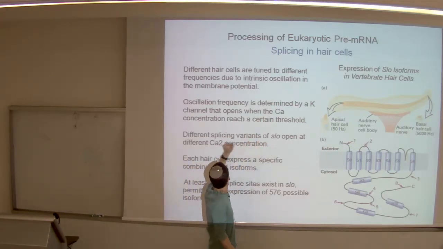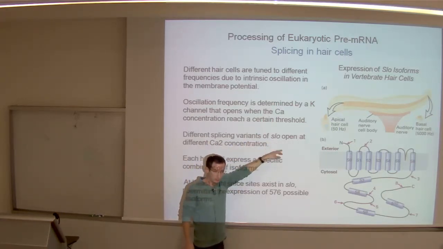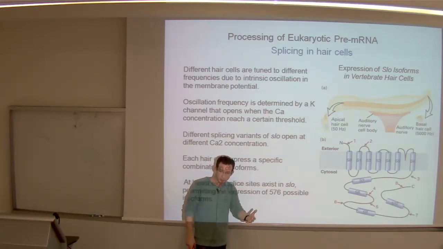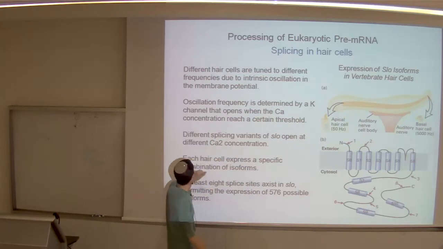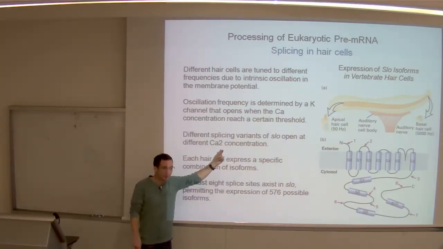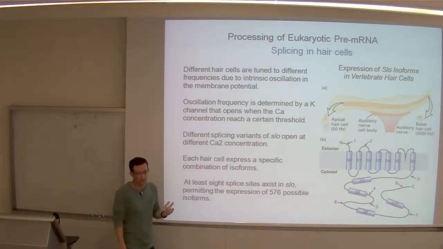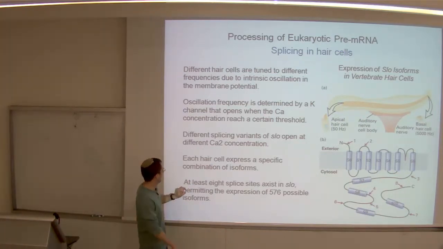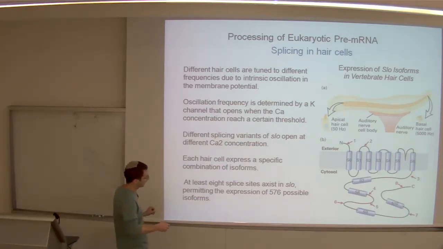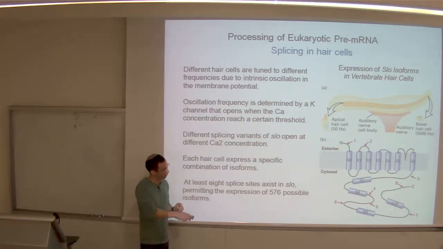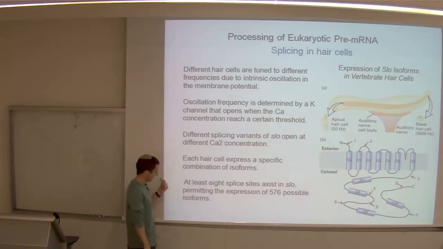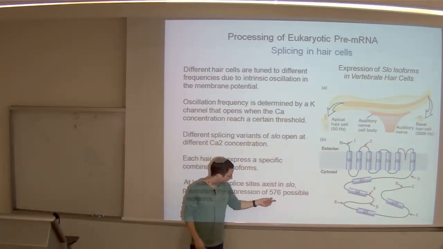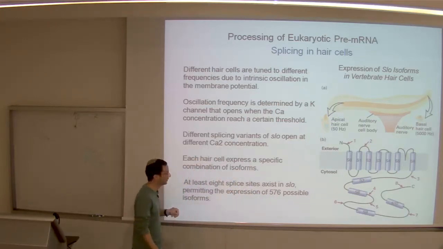Now, the gene that codes for this potassium channel is called slow, and you have lots of different splicing variants for slow, and it opens at different calcium concentrations. So each variant of slow would cause the hair cell to oscillate in a different frequency, which will cause the hair cell to be finely tuned to specific sound waves. And there are at least 8 known functional splice sites for this potassium channel, the slow, which again, as in the DSCAM, you have a lot of, around 600 possible isoforms.